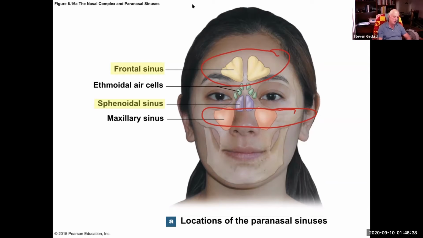Okay, the sphenoidal sinuses are just at the bridge of the nose, and right between the eyes are your ethmoid air cells. Okay, so looking at the sinuses, you know where the infection is depending on what the person is telling you. Okay, so those are all your paranasal sinuses. You got frontal sinuses, ethmoid air cells, sphenoidal sinuses, and maxillary sinuses.